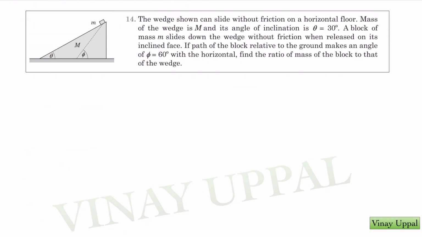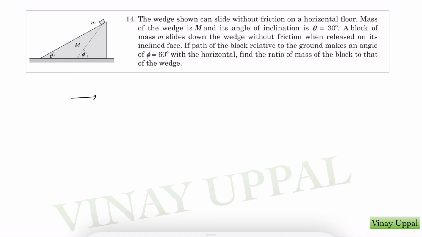Now let's take a look at a nice question. The wedge shown can slide without friction on a horizontal floor. The mass of the wedge is capital M and its inclination angle is 30 degrees. A block of mass m slides on the wedge without friction. So this block is able to slide down when released on its inclined face. If the path of the block relative to the ground is along this dotted line, which makes an angle of 60 degrees with the horizontal, find the ratio of the mass of the block to that of the wedge. Alright, if you want, you can pause the video and give it a try. This is a nice question, and then you can take a look at my solution.